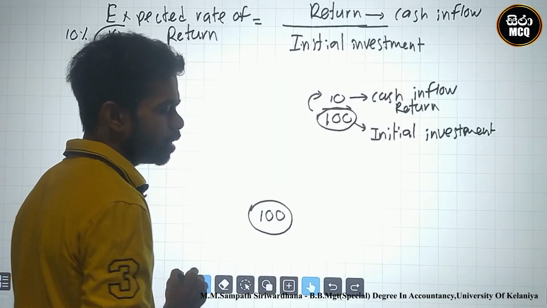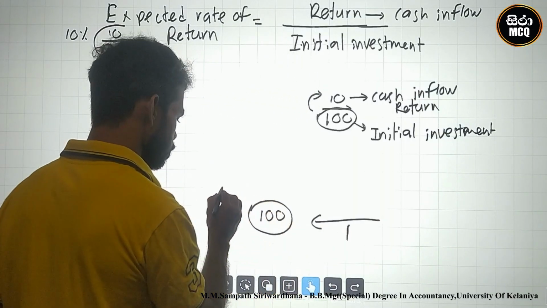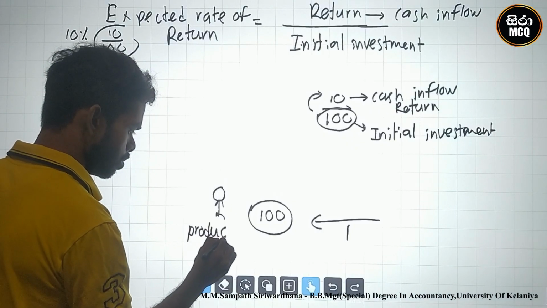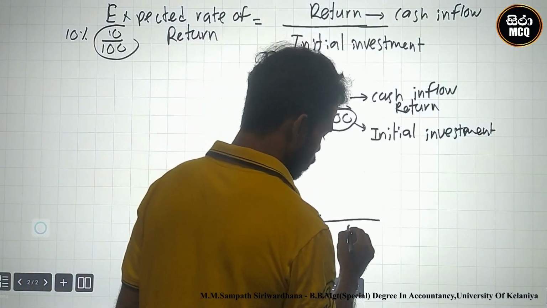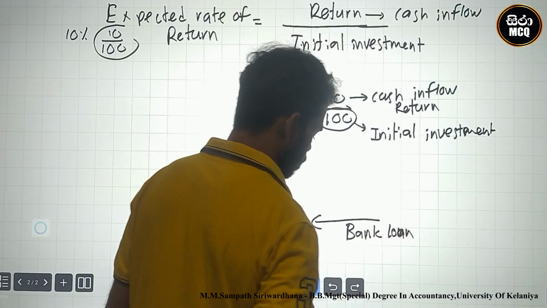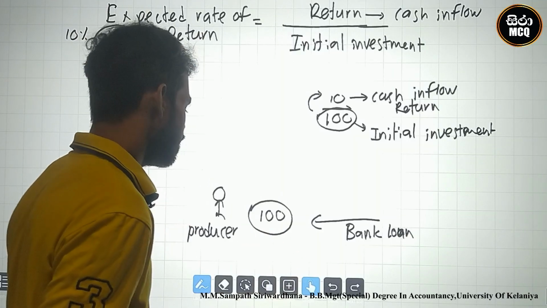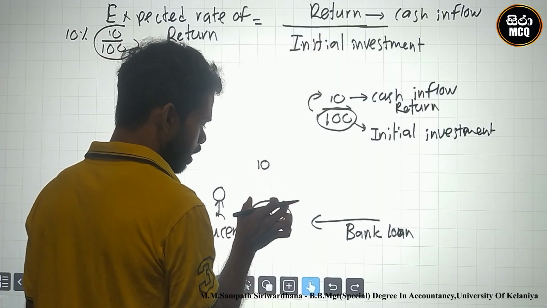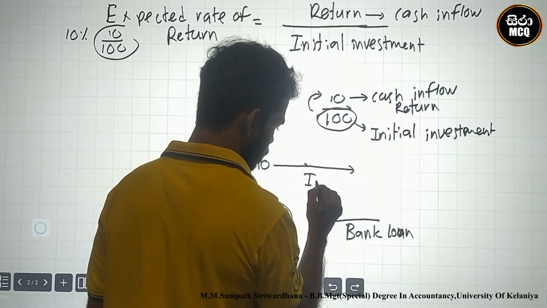This 100 is contributed from a bank loan. This is the project maker. Okay, they get 100 rupees as a bank loan. You know, with a bank loan, they charge interest. After 1 year, there is 10%. 10% means 10 on 100 is paid to the bank as interest expense.